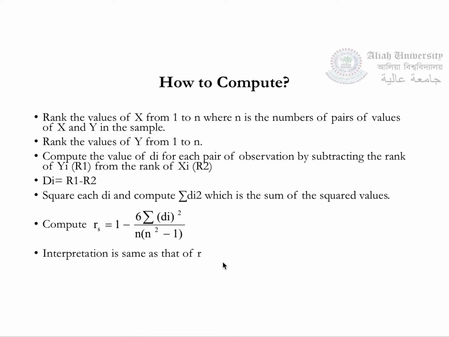For each set of values for x and y variables, we assign a rank. Then for the pair, we calculate the difference of ranks, given by di, indicated by r1 minus r2, and then we calculate the coefficient by 1 minus 6 multiplied by summation of di square divided by n into n square minus 1, where n is the total number of observations present in the data set. Now, the interpretation for rs, or the rank coefficient, is the same as the simple correlation coefficient in terms of sign and strength.